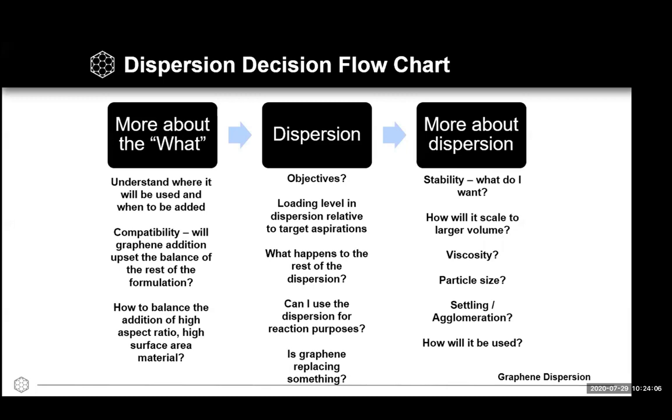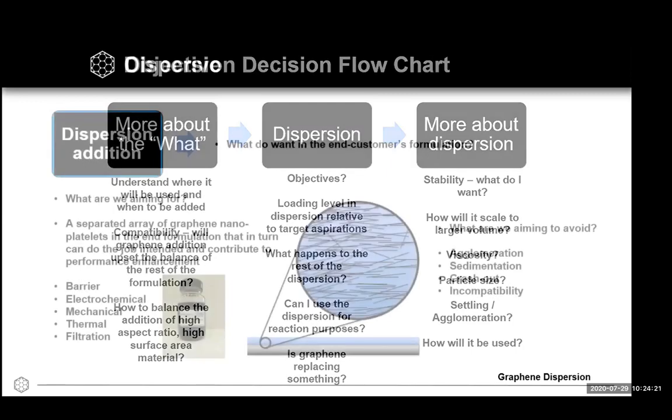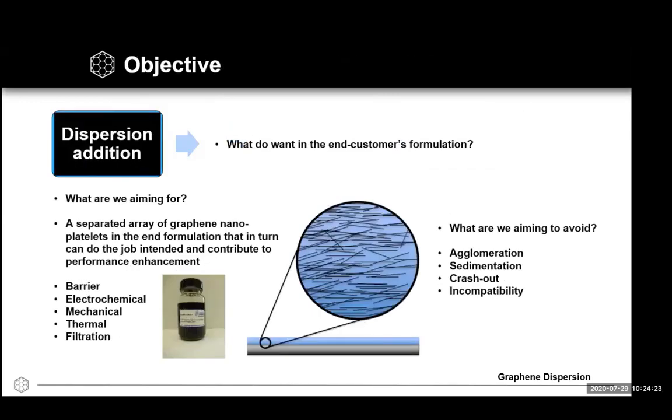Other variables clearly have a huge influence on the end use application: viscosity of that dispersion, particle size, settling and agglomeration, and can I actually recover that, and the whole question of how the material will be used. So what do we want in the end customer's formulation?